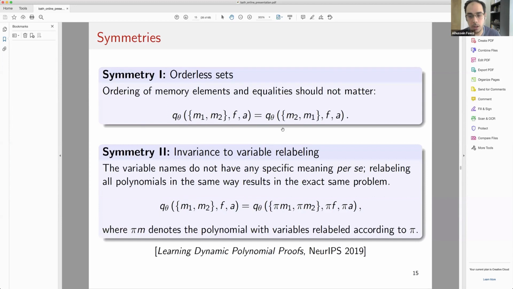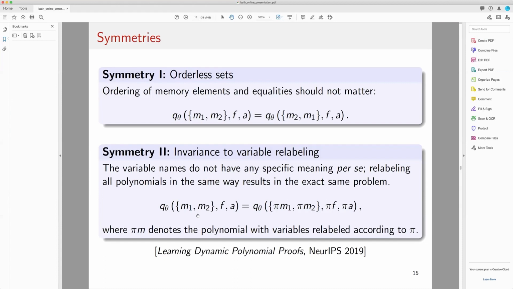The first symmetry. The second symmetry, and this is the most important one, is invariance to variable relabeling. If you have a function and you change all the variable names consistently across the objective function and the constraints and everything, then you obviously have the exact same problem, right? You have the same system of equations or the same optimization problem. So that's exactly what we call invariance to variable relabeling.